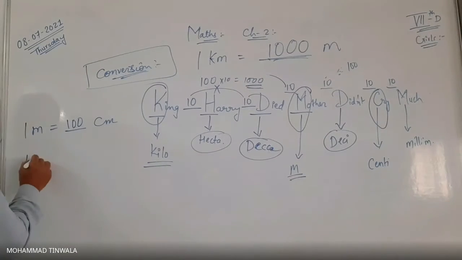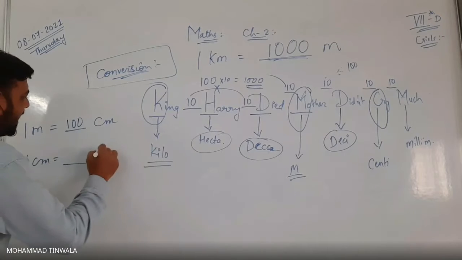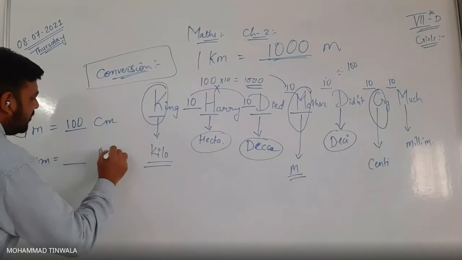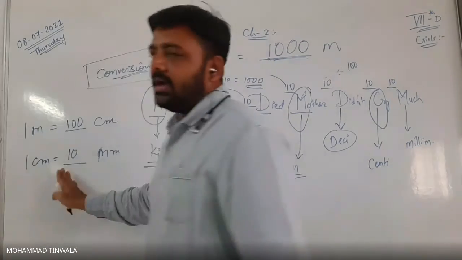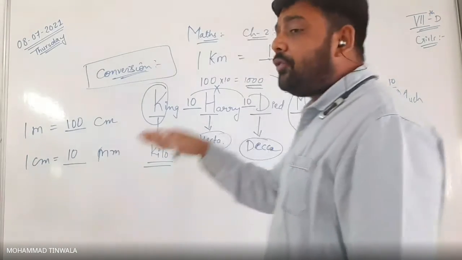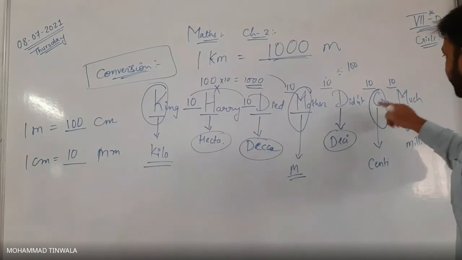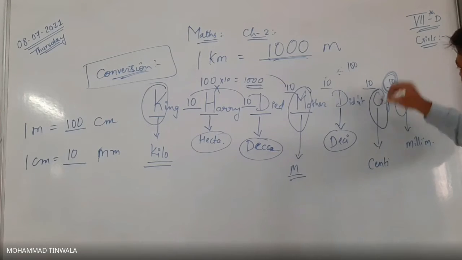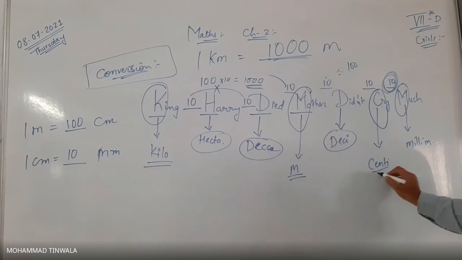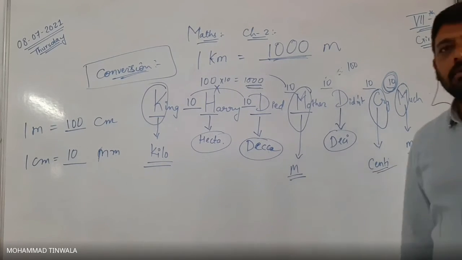Did you understand? 1 centimeter is equal to dash millimeter. 10. How did you get 10? You have learned this by heart. But if you calculate here, centimeter is bigger, millimeter isn't much. So what is the difference between the two? 10. So 1 centimeter is equal to 10 millimeter.